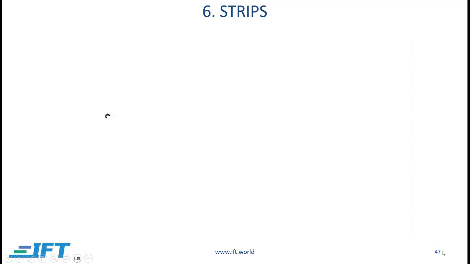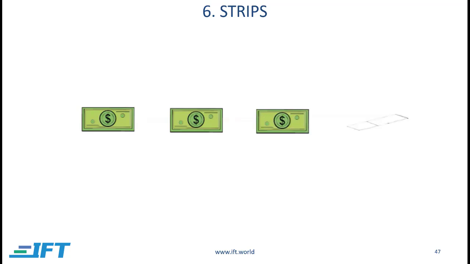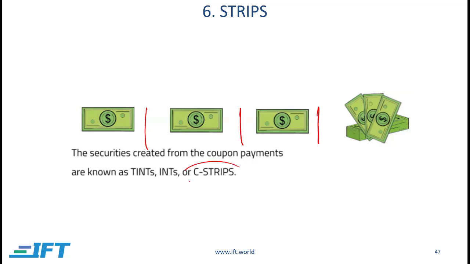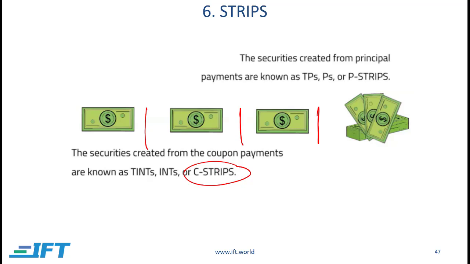All right, let us now talk about C strips and P strips. The US Treasury actually lets us trade these payments, these cash flows, separately. If you want to trade the coupon separately, then there are C strips that we can buy and sell for each of those coupons separately. If we want to trade the principal only of a certain bond, then those are called P strips.